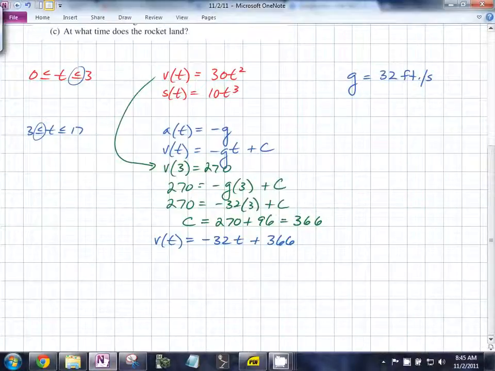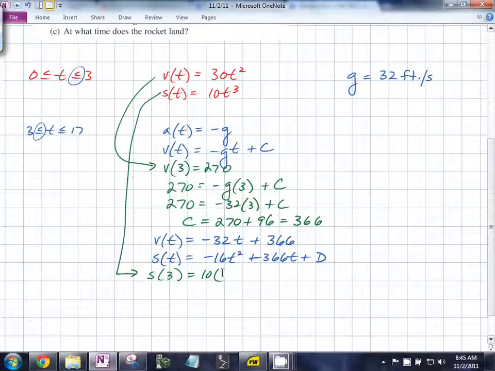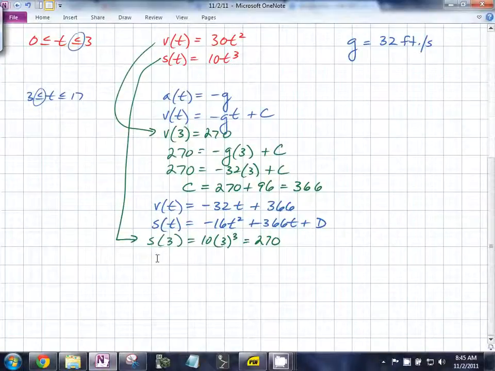So now we move on to the position. How do we get position from velocity, Killian? Yeah, you anti-differentiate. So s of t is equal to negative 16t squared plus 366t plus, we'll call it d. We know the position at the beginning of this time interval has to be equal to the position at the end of the last one. So s of 3 has to be what? 10 times 3 cubed, which is 270.